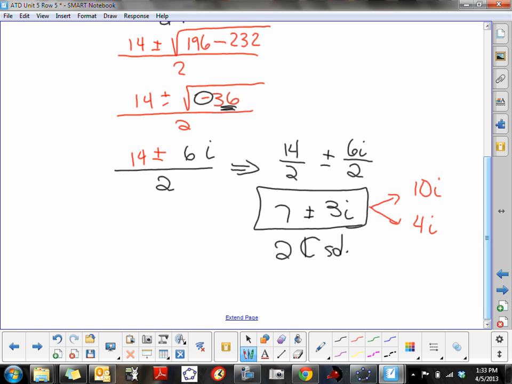Adding unlike terms. These have i's in them, these don't. If they don't have i's in them, they're not the same. So don't do that, okay? When you get down to this form, you're done. That's your solution.